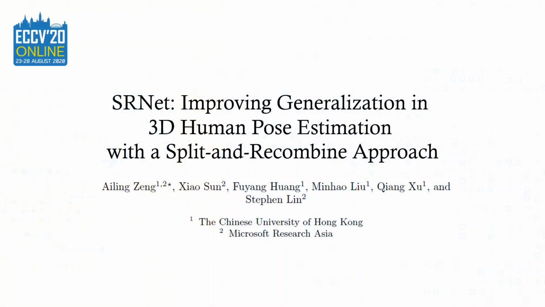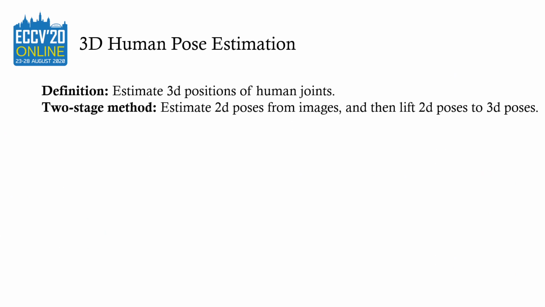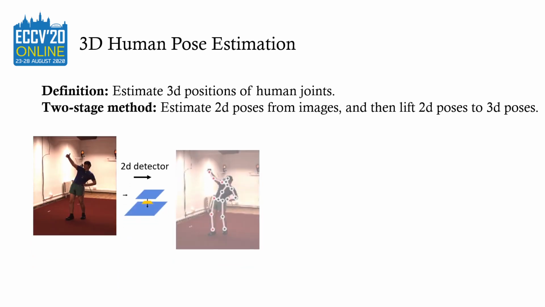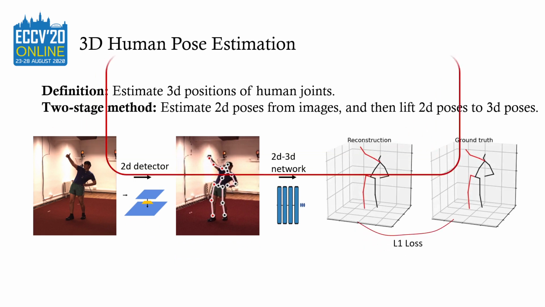Hey, I'm Eddington. I'd like to present our work about single-view 3D human pose estimation, named SRNet, improving generalization in 3D human pose estimation with a split-and-recombine approach. 3D human pose estimation is to estimate where the 3D joints of the human body are. For predicting 3D pose, we first estimate the 2D positions of key points from an image, and then lift them into 3D. Our method focuses on the second stage.